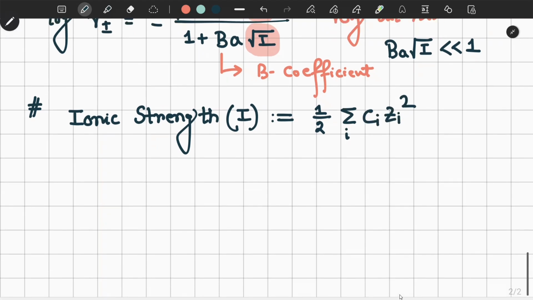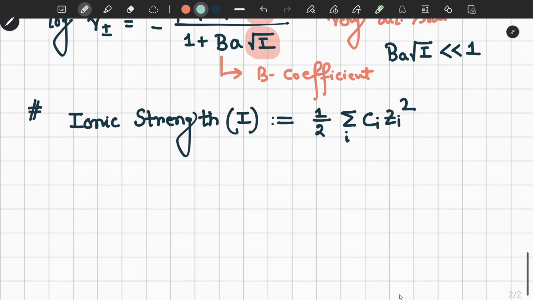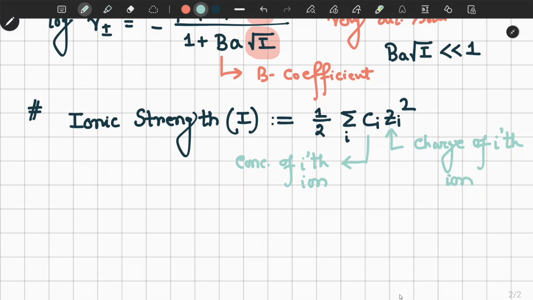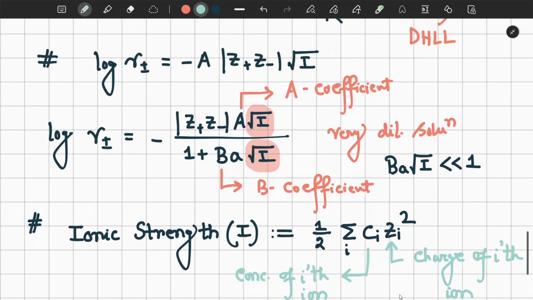So what is Ci and what is Zi? Zi is the charge of the ion. Ci is the concentration of the ion. So that's why it is called the ionic strength. Okay, so now here, we have to calculate the I. Then only we can calculate the gamma.